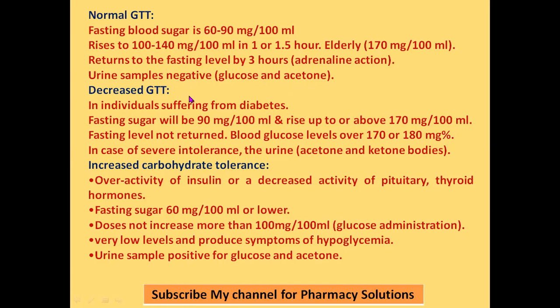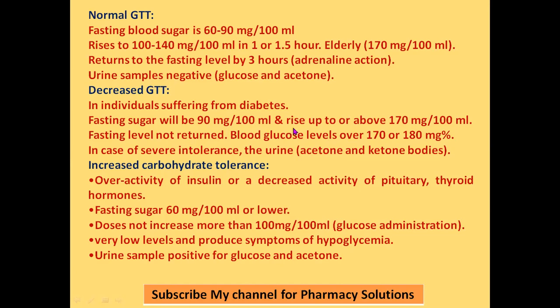Any person who is suffering from diabetes may have less severe or more severe disease. If it is more severe, there will be a much greater decrease in tolerance. If less severe, there is less decrease, but there will still be a decrease in glucose tolerance in a patient suffering from diabetes. The fasting blood sugar level in a diabetic patient will be at the upper limit. It will not be between 60 to 90, it will be around 90 mg per 100 ml.